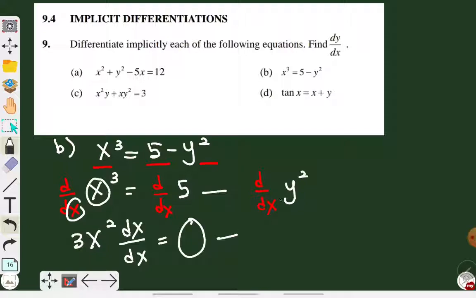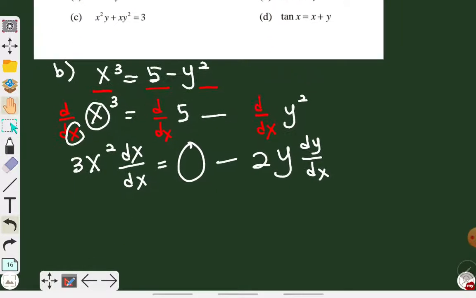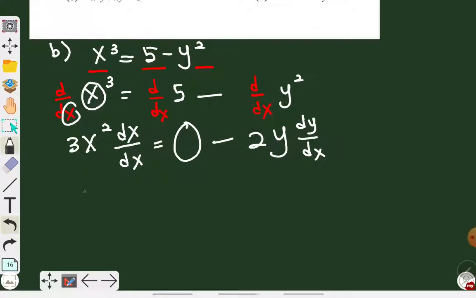And differentiating y squared applies the power rule, so you have 2y. But careful, what variable are you differentiating here? This is the derivative of the y variable, so you have dy dx. Now let's simplify this. We have 3x squared, this is dx over dx, you know that equals 1. So you have that 0 equals minus 2y dy dx.